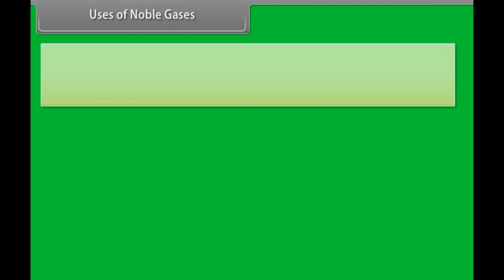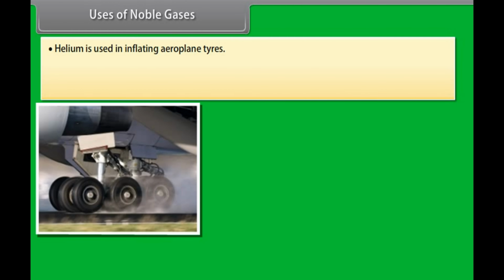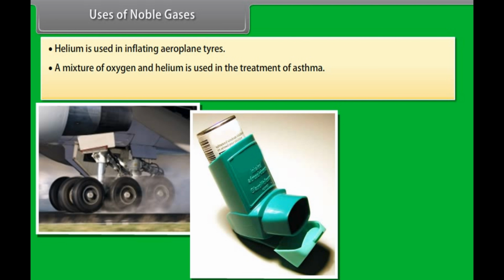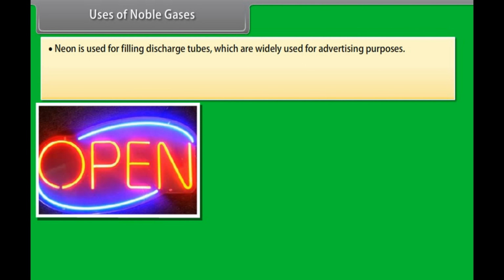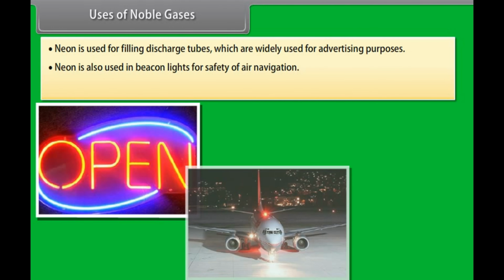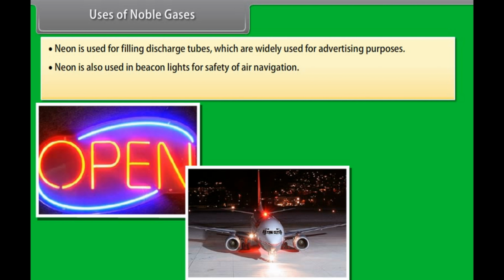Uses of noble gases. The important uses of noble gases are the following. Because of lightness of helium, it is used in inflating aeroplane tires. A mixture of oxygen and helium is used in treatment of asthma. Helium is used to provide inert atmosphere in melting and welding. Neon is used for filling discharge tubes, which have characteristic colors and are widely used for advertising purposes. Neon is also used in beacon lights for safety of air navigation, as the light possesses fog and storm-penetrating power.